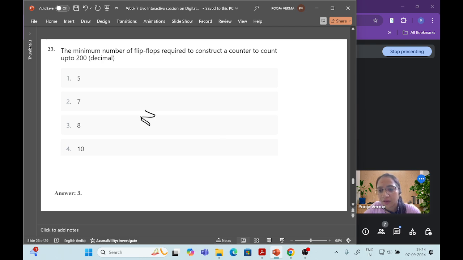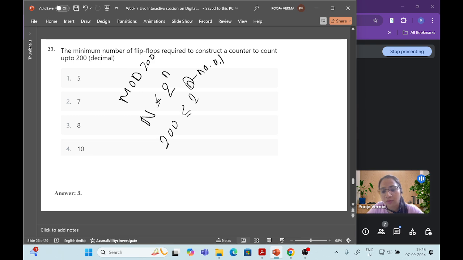So here you can say it is a mod 200 counter, and the number of states must be less than or equal to 2 to the power n, where n is the number of flip-flops. Here it is given 200. So what will be the value of n? It must be 2 to the power 8, right? That means 2 to the power 8 is 256. If we take 2 to the power 7, what will be the value?